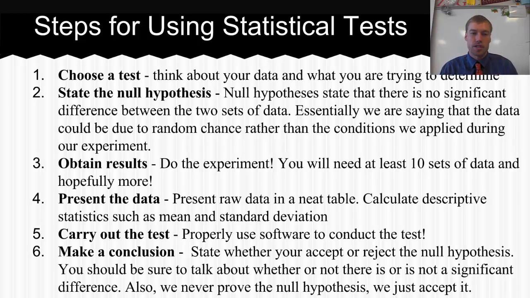All right, steps for using statistical tests. Number 1, you're going to choose a test. You've got to think about your data and what you're trying to determine. Are you comparing what you expect to something that you've observed? You're going to use a chi-square. Are you comparing means? You're going to use a t-test or an ANOVA.